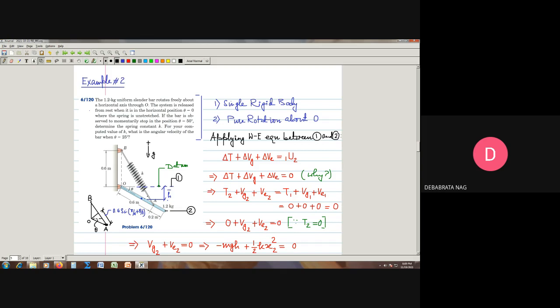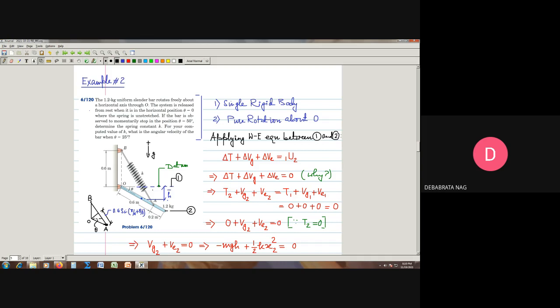One is the force due to gravity, which is trying to disturb the rod and make it move out from its initial position. And there is the restoring force offered by the spring, which will always try to bring the rod towards its initial position.